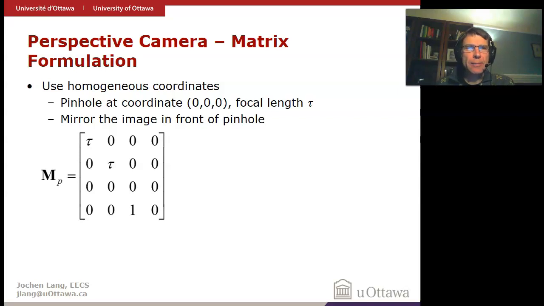So I will look now at the matrix representation for the perspective projection and also for the orthographic projection. First of all, to get started, we need to fix our coordinate system. We conveniently choose the pinhole as the origin of our coordinate system. And as before, we have the x-axis going right, the y-axis going up, and the minus z-axis into the scene.